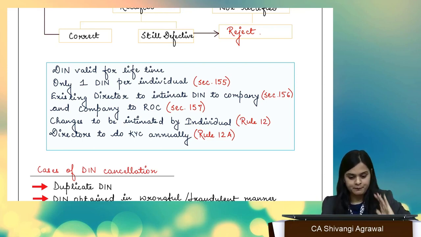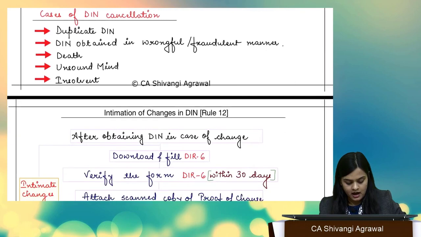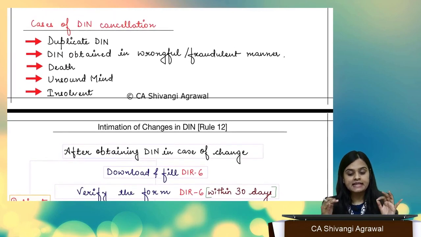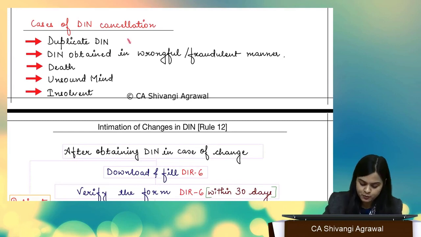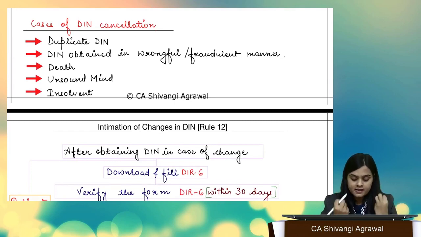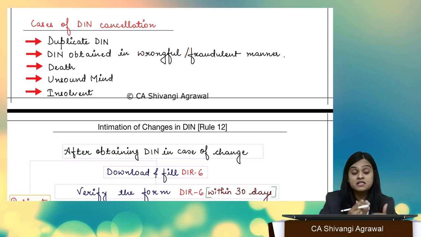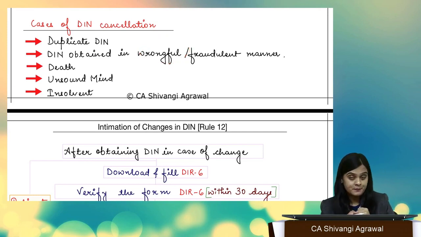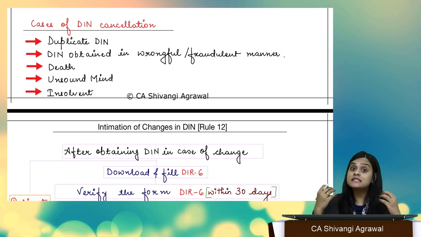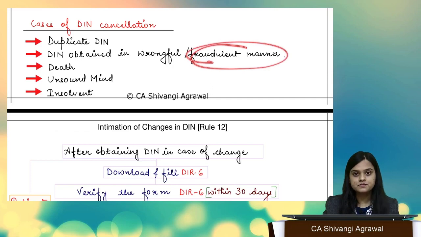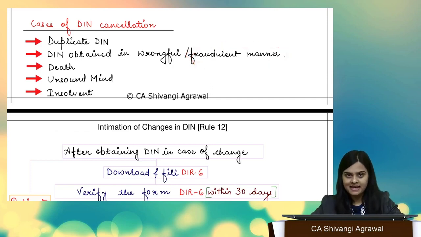Then what happens, ma'am? The RD or central government can cancel or deactivate our DIN. When? If we have a duplicate DIN. If our DIN was obtained in some wrongful manner, that means we gave some misinformation and got the DIN, or we got the DIN with the intention to deceive someone. In both cases, our DIN can be cancelled.